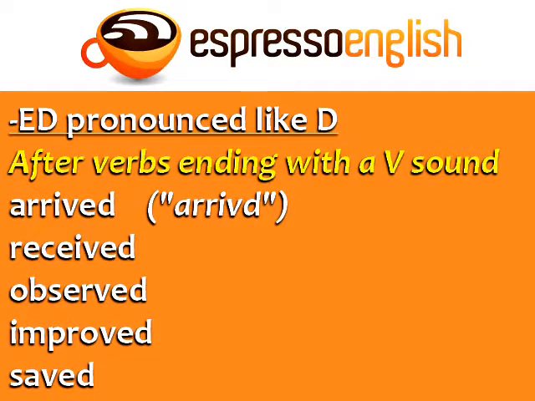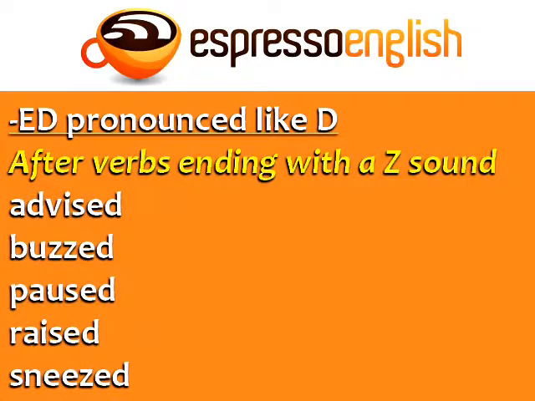Ed is pronounced like D after verbs ending with a Z sound. Advised, buzzed, paused, raised, sneezed.